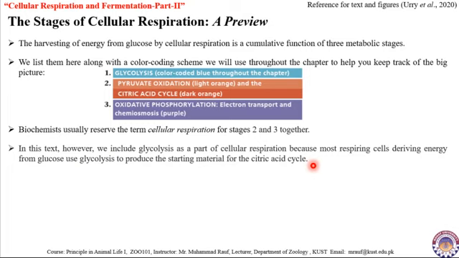So although the last two stages are oxygen requiring, they are only possible if glycolysis provides the raw material. So glycolysis, although this process occurs independent of oxygen, is categorized in cellular respiration for the fact that it provides raw material for the later two stages.